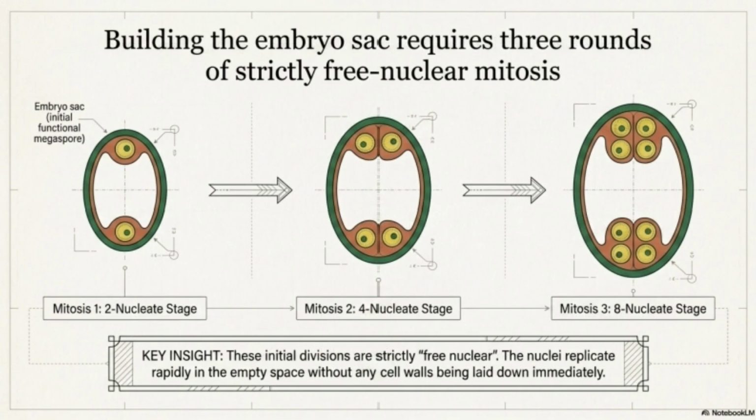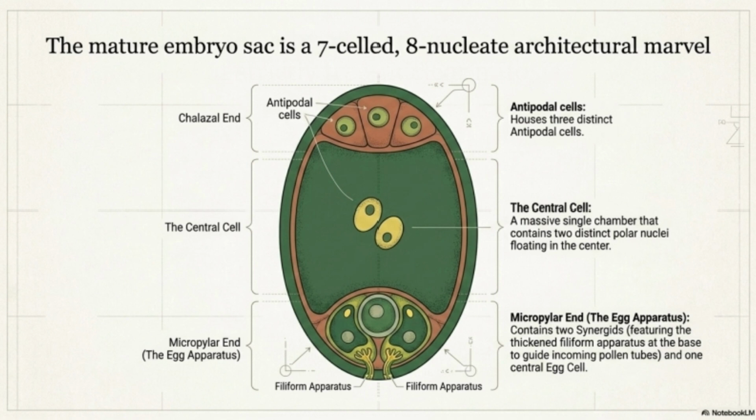The lone surviving megaspore now goes through an intense construction phase requiring 3 successive rounds of mitosis. This gives us the 2-nucleate, 4-nucleate, and finally, the 8-nucleate stage. Here is your key conceptual insight. These initial divisions are strictly free nuclear. That means the nuclei replicate rapidly in the empty space, floating freely without any immediate cell walls being laid down. Wall formation only happens after the nuclei are in position. The final result is an architectural marvel, a mature embryo sac that is 7-celled but holds 8 nuclei.